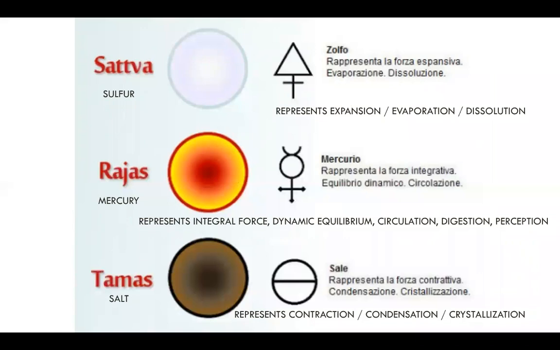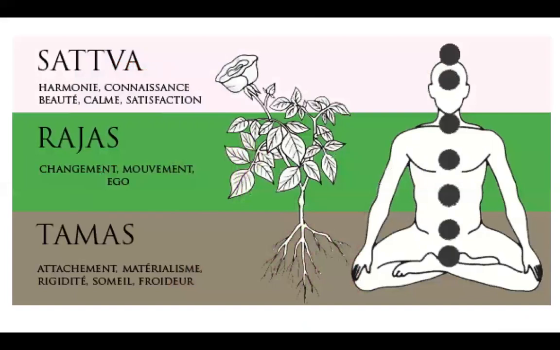And then tamas represents contraction, condensation, and crystallization. Which is also very important for having a physical body, right? And as such, it represents sale, the more stable axis. So zolfo, mercurio, sale.